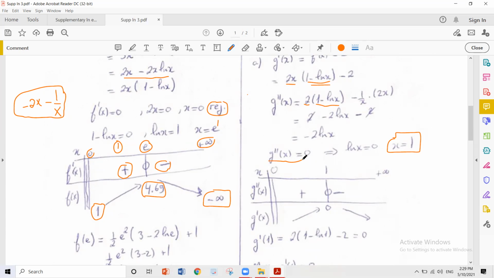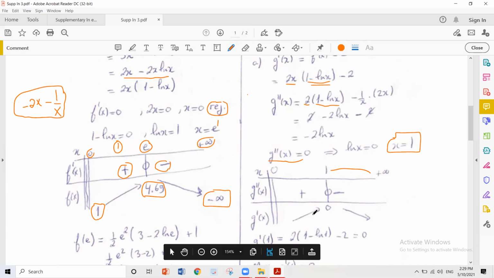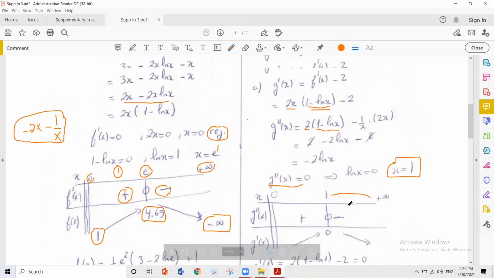So g prime x equal to 0 implies ln x equal to 0, x equals 1. Sign table: x, g double prime x, g prime x. To know the sign, if I take a number greater than 1 like e and replace it here, minus 2 ln e gives negative here, positive there. So it is increasing then decreasing.